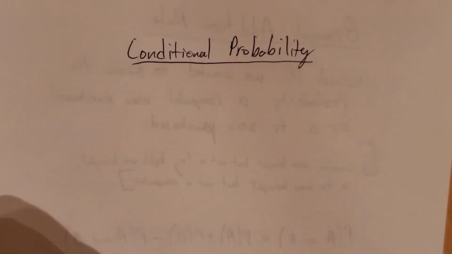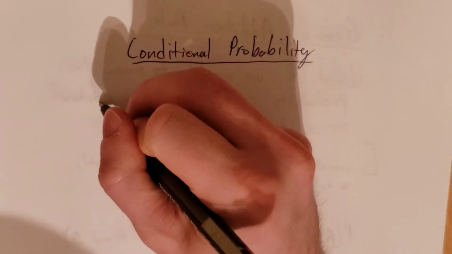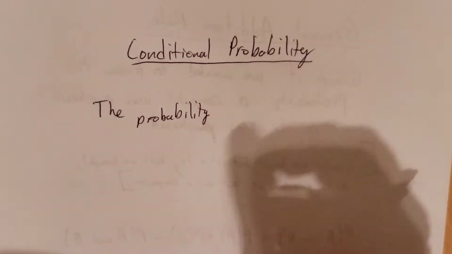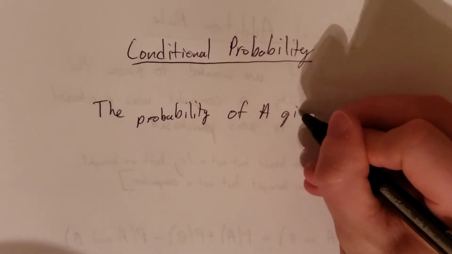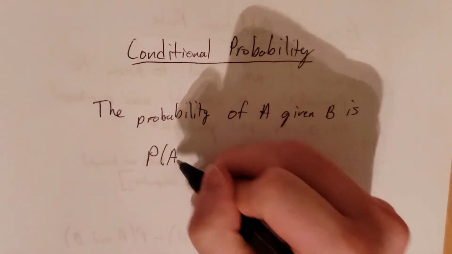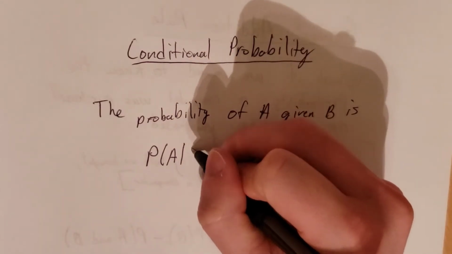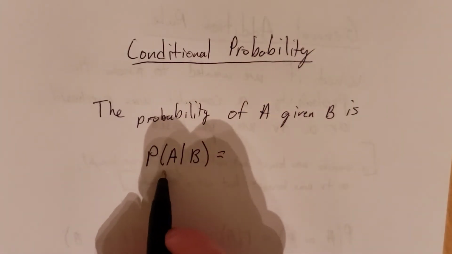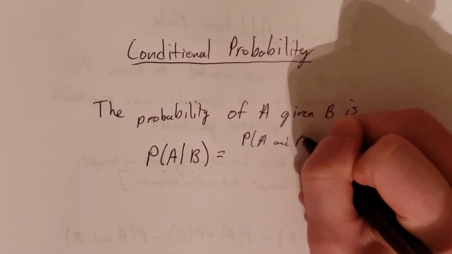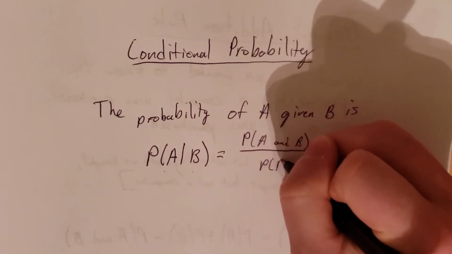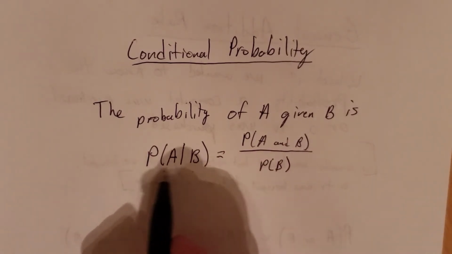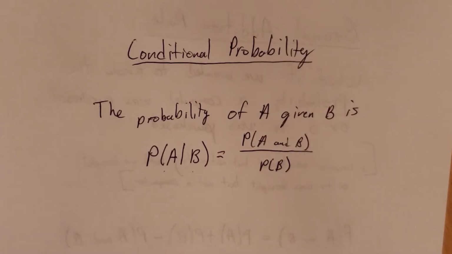In this video, we're going to take a look at conditional probability. That is the probability of A given B. Our notation is P of A vertical bar B. So again, this means the probability of A given B is equal to the probability of A and B divided by the probability of B. And this is how we determine something of this form. Let's go ahead and take a look at an example.